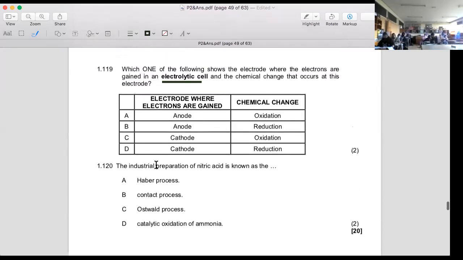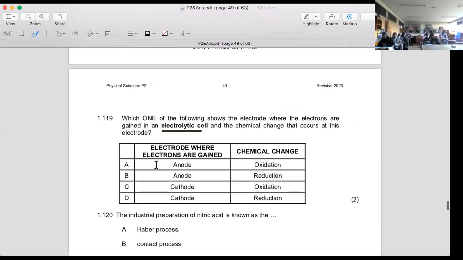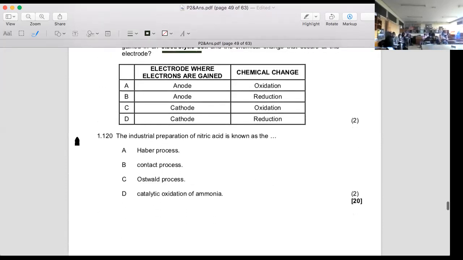It would be C, double bond O, and there'd have to be an H there. That's got to move on to the end. Okay, let's do fertilizers as well. The preparation of nitric acid, is it known as the Haber, contact, or Ostwald process?